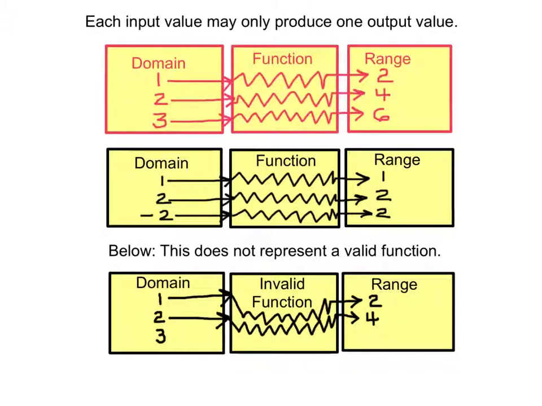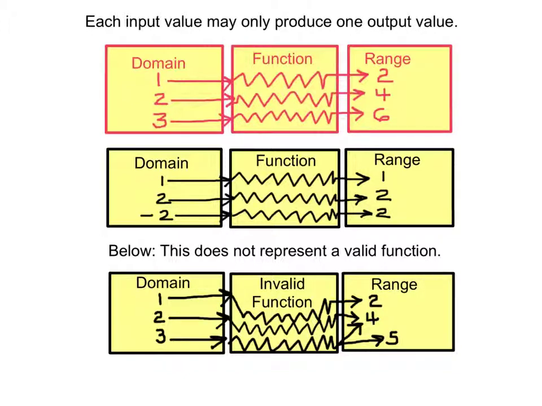Lastly, 3 is input into our function, and 3 is operated on by this invalid function, and it has 2 outputs. It points to 4 and also to 5. So what we have here is 3 is mapping not only to 4, but 3 is also mapping to 5. This is not a valid function.